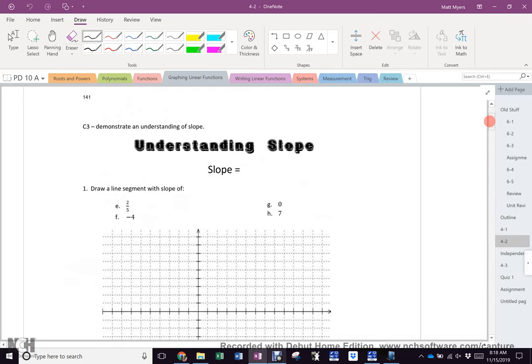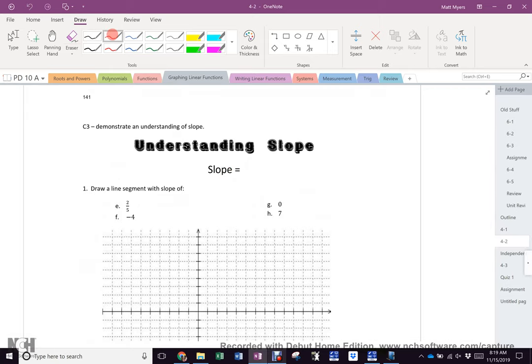Well, all of you go to 141. Remember, what are some things that slope equals? What are some of our options to write in this empty white space here? Rise over run. Excellent. What else? Change in DV over change in IV. What else?